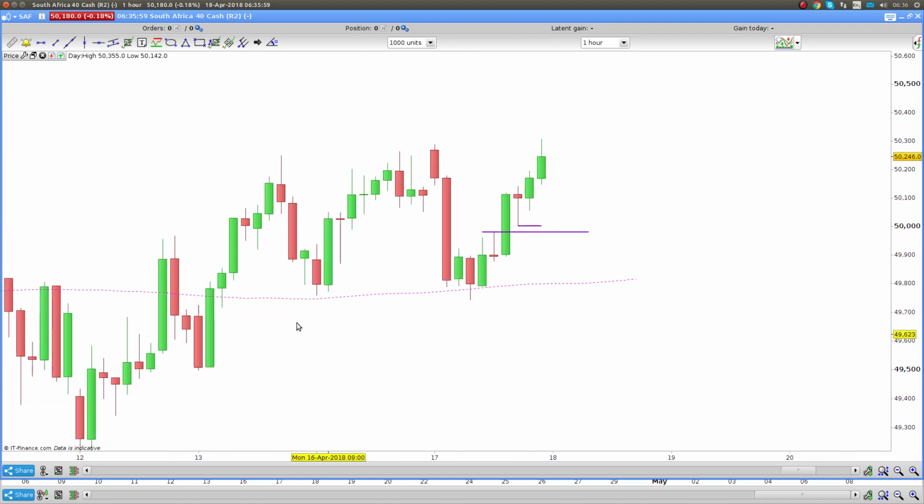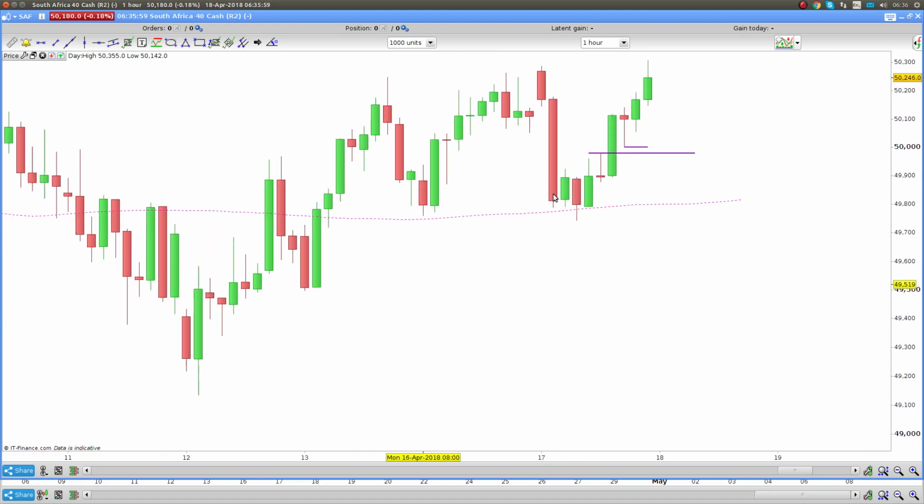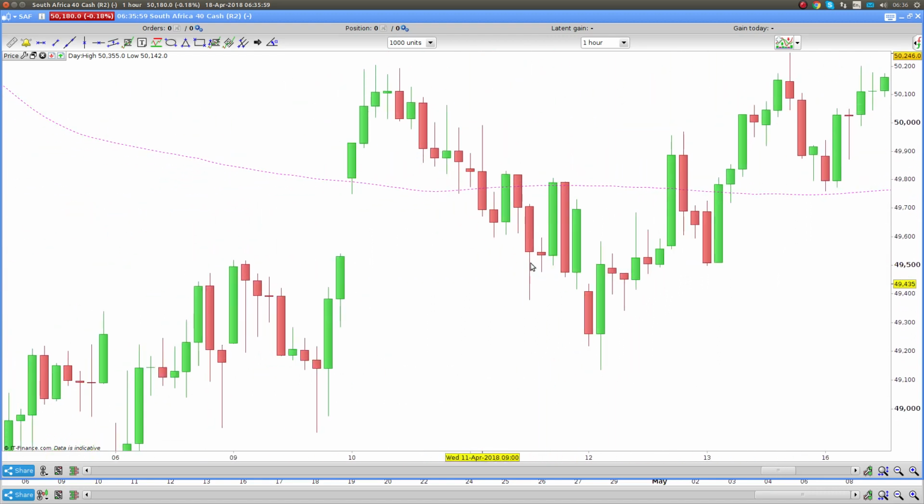Now, why is that important? Well, price is going to come back and test this, close this gap. And it does it pretty much every time. And let's look at some examples.